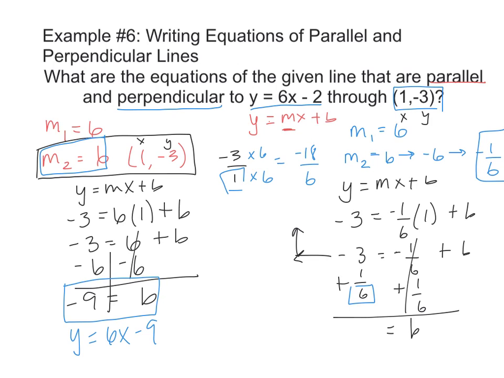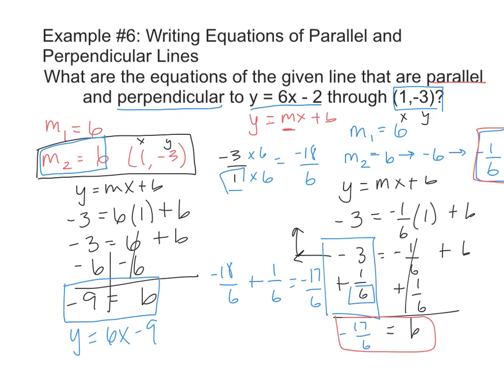So really what this setup is, negative 18 over 6 plus 1 over 6, which is negative 17 over 6. So our y-intercept is negative 17 over 6. You don't have to change it back to a mixed number. So our final equation there will be, using our new slope and our y-intercept, y equals negative 1/6 x minus 17/6.